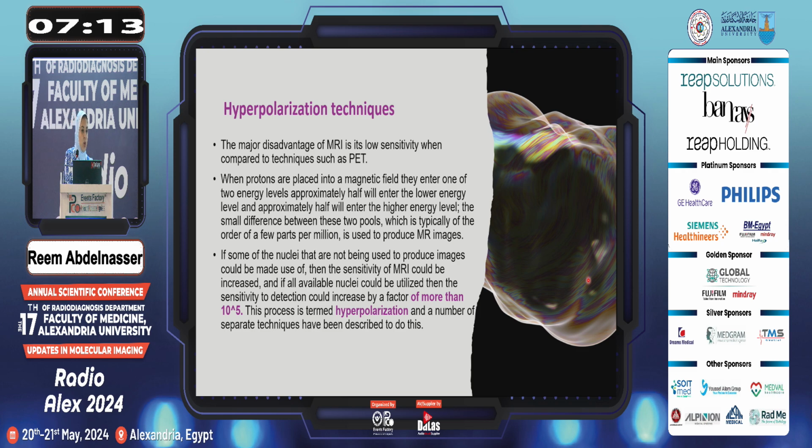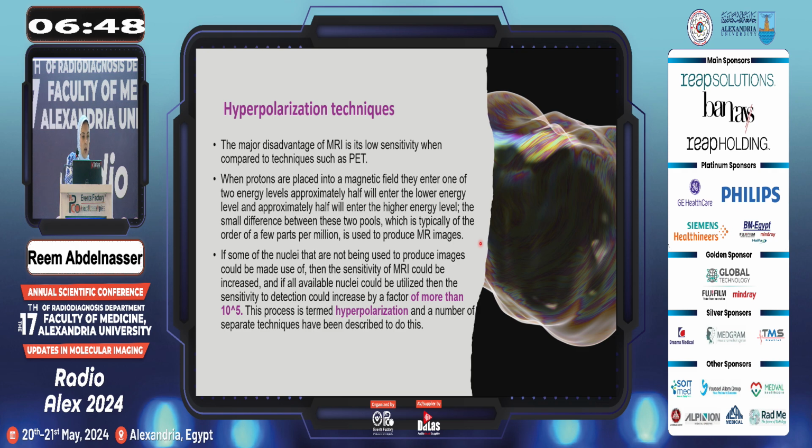The last technique we'll talk about is the hyperpolarization technique. The major disadvantage of MRI is its low sensitivity when compared to techniques such as PET. When protons are placed into a magnetic field, they enter one of two energy levels. Approximately half will enter the lower energy level, and the other half will enter a higher energy level. The small difference between these two is what is used to produce the MRI imaging.